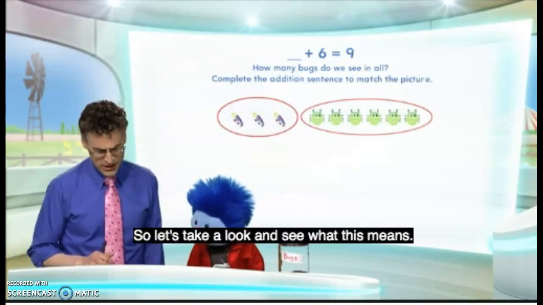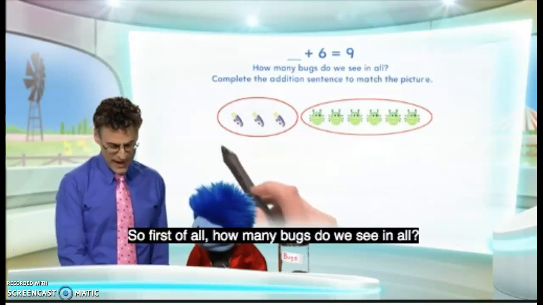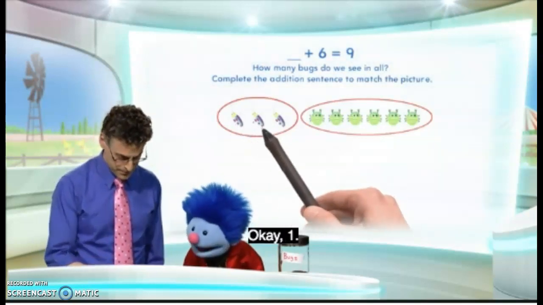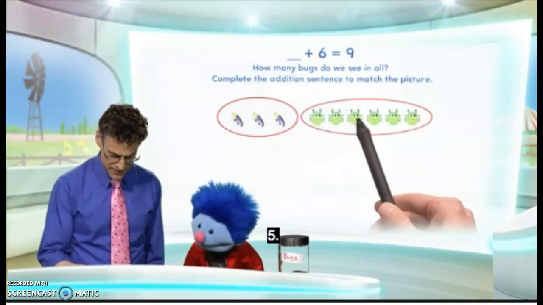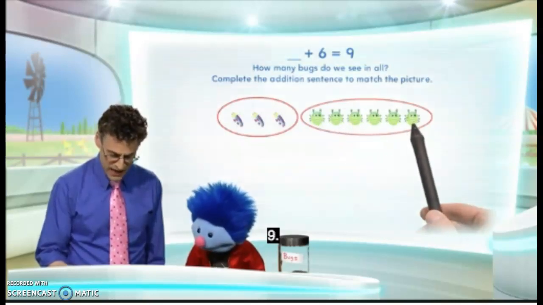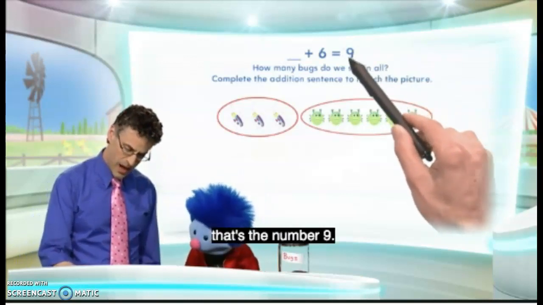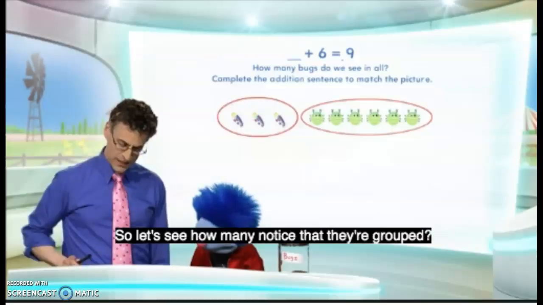So let's take a look and see what this means. First of all, how many bugs do we see in all? Let's count together. 1, 2, 3, 4, 5, 6, 7, 8, 9. So we see 9 in all, which notice is right here. That's the number 9. So let's see how many.